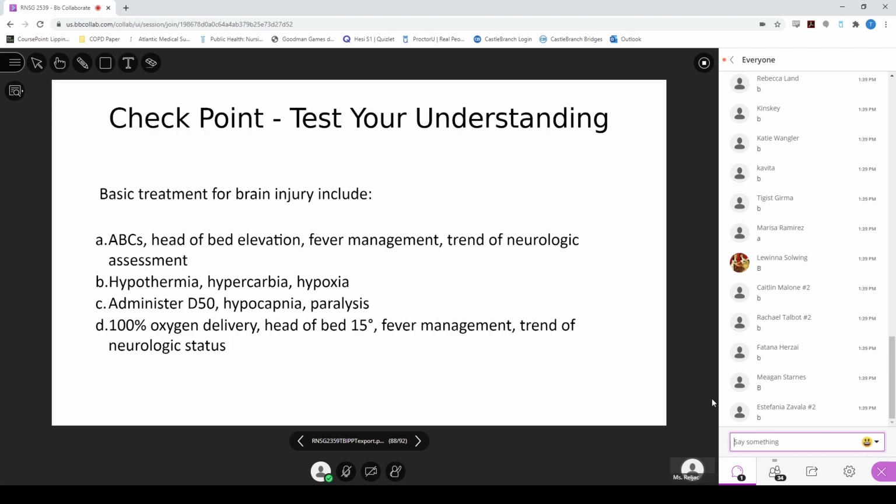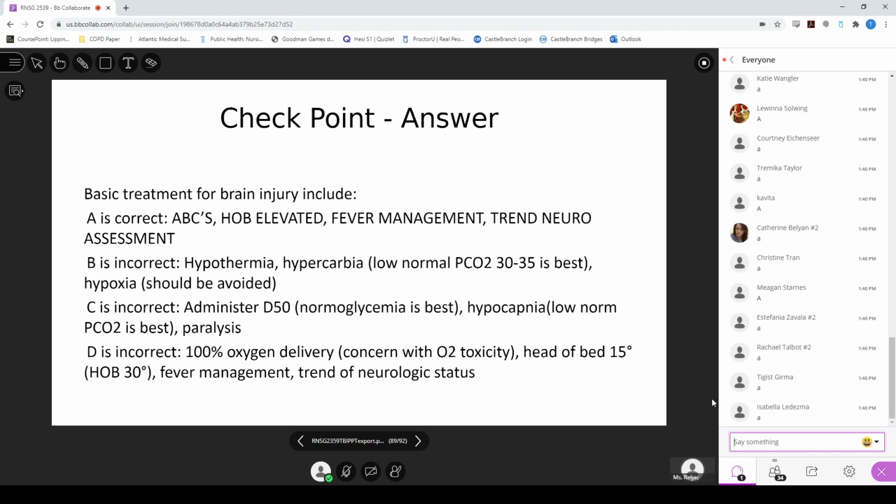Now we have your basic treatment for brain injury should include which one? Yay, look at y'all learning today. That's correct. So your ABCs, your head of bed elevated, fever management, and trending neuro assessment is correct.